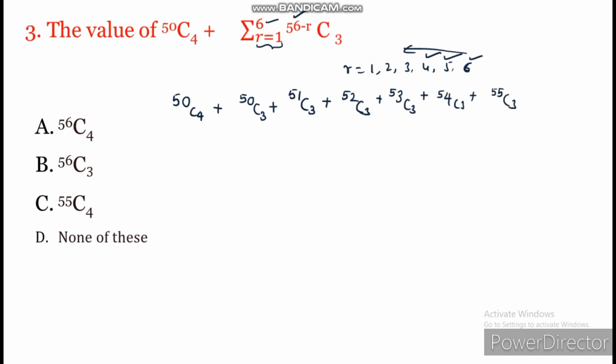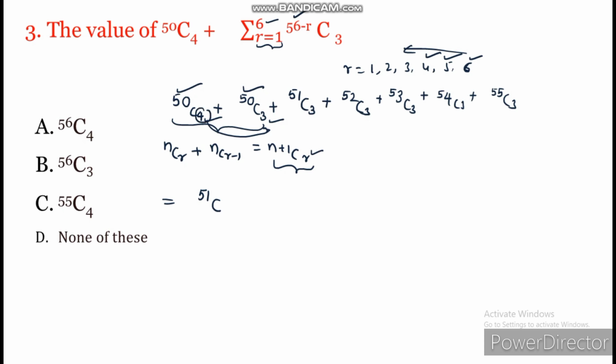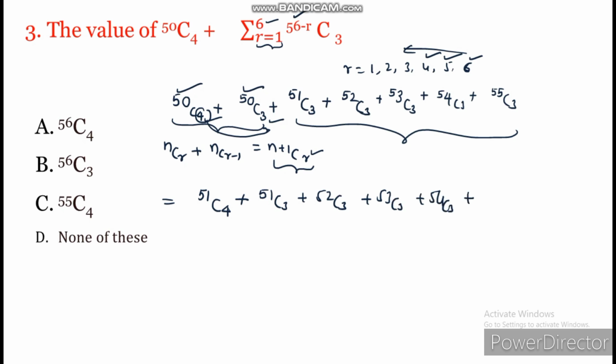Right. Now see, we know the formula nCr plus nC(r minus 1) is nothing but (n plus 1)Cr. Now see, these two together. Here we have n, here we have n. Here we have r, and this is r minus 1, because 4 minus 1 is 3. So what's the answer? (n plus 1)Cr. So 50 will become 51C, and the r value is 4. Plus these things I'll keep as they are: 51C3 plus 52C3 plus 53C3 plus 54C3 plus 55C3.